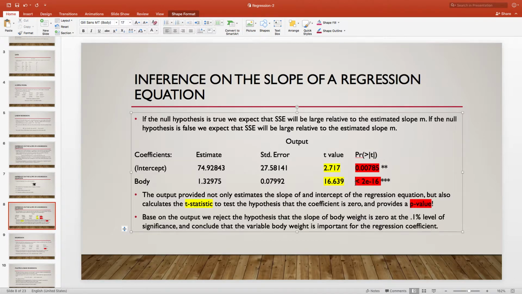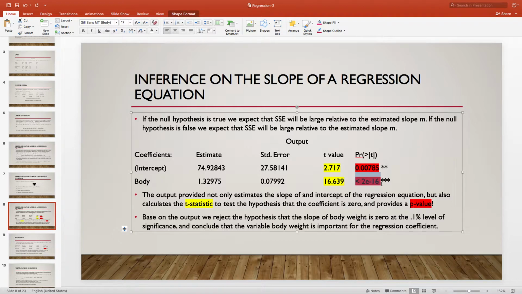Here we can see that the probability is extremely, extremely unlikely to have a slope of 0 under the null hypothesis. It's 2 times 10 to the negative 16th. It's virtually impossible that body size doesn't play a role in predicting brain size.